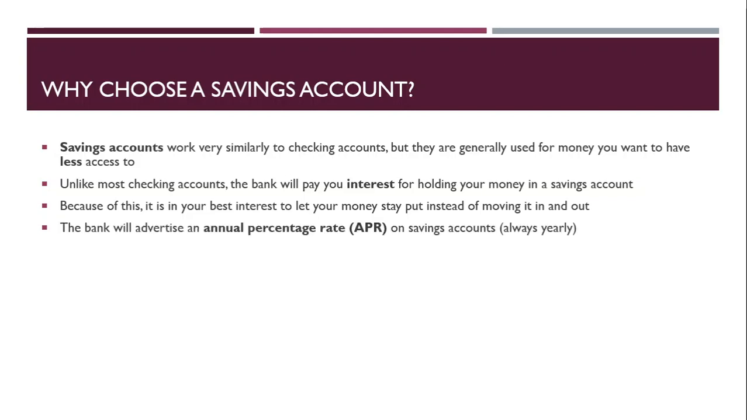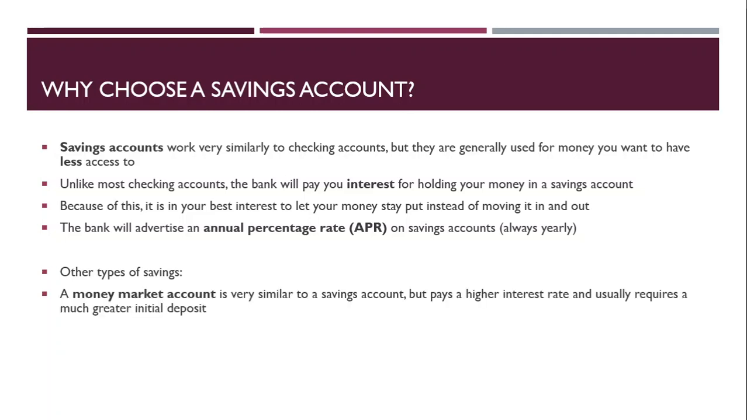Okay, the bank will advertise an annual percentage rate, which is also known as an APR, on savings accounts. And this is always a yearly percentage rate. So if we're finding interest over months or days, we'll have to make some adjustments. So the APR you see, whether that's 1.3% or 0.75%, whatever you happen to see, that is a yearly rate.